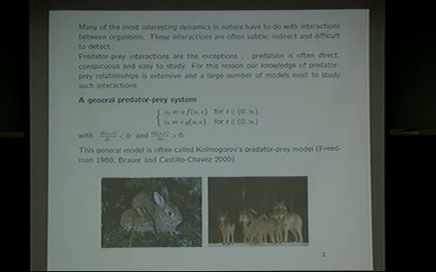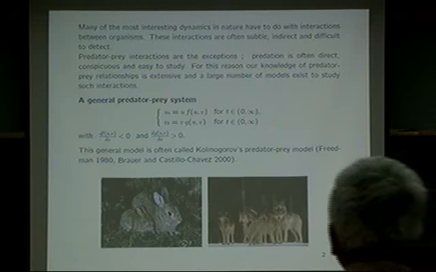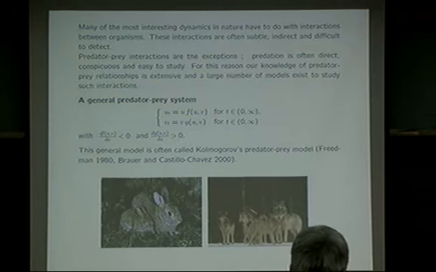The general type of predator-prey system can be described by this ODE system. Here, if the derivative of f with respect to v is negative, and the derivative of g with respect to u is positive, then we say this generally means a predator-prey relationship, because the increase of v makes the prey decrease, and the increase of u makes the predator increase. So this is the general condition for a predator-prey relationship.